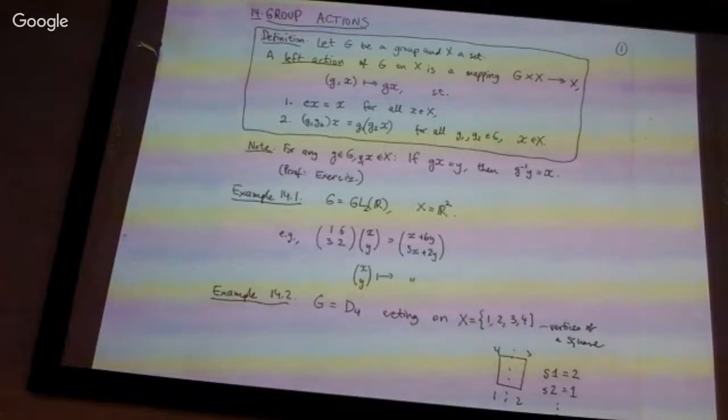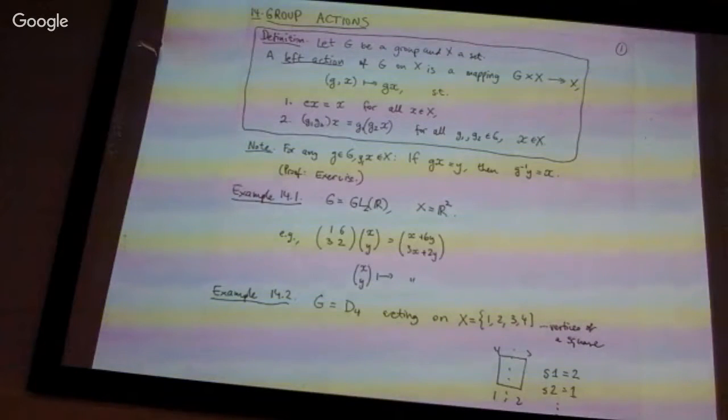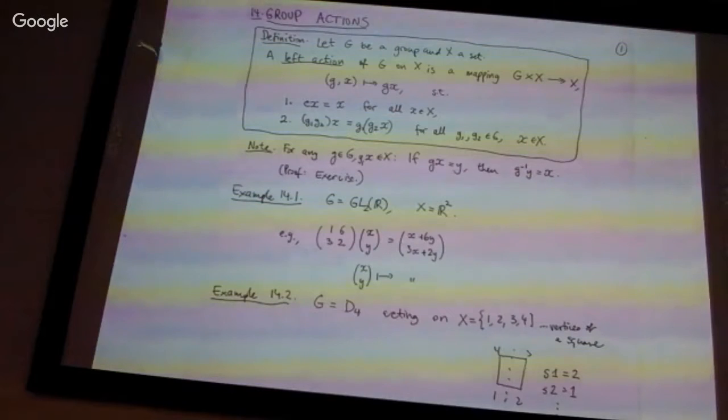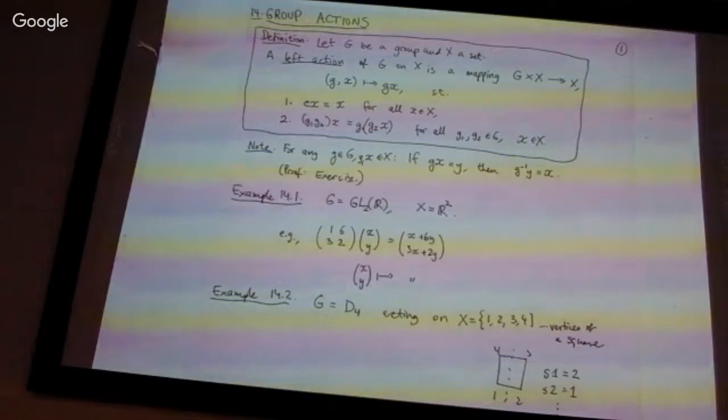Okay, so an action is the group in action. It means the group is actually doing. Look at that.